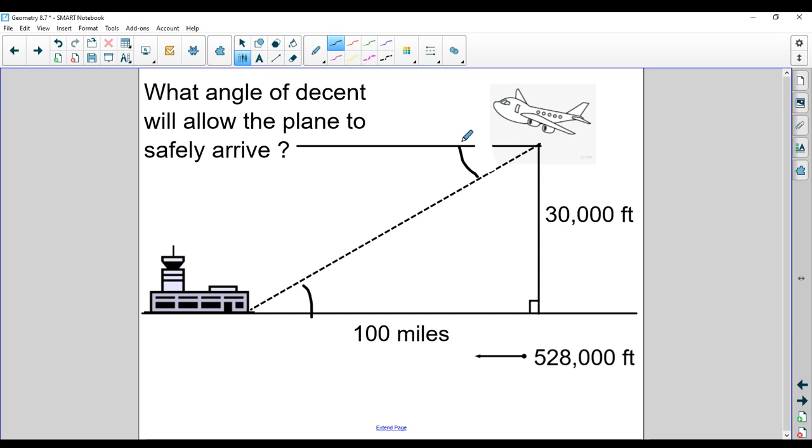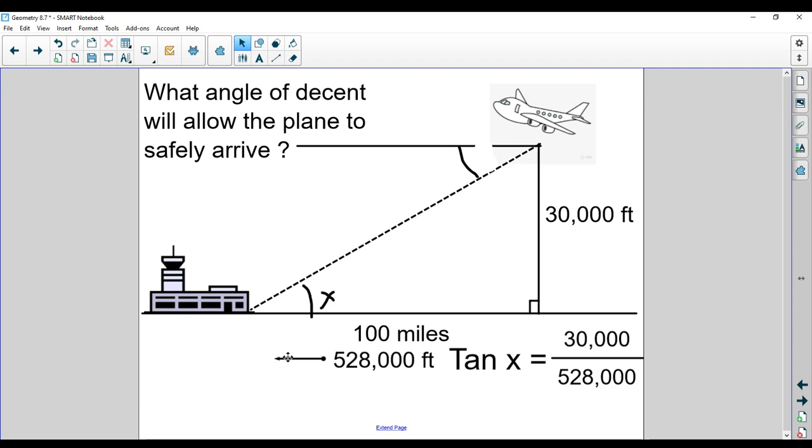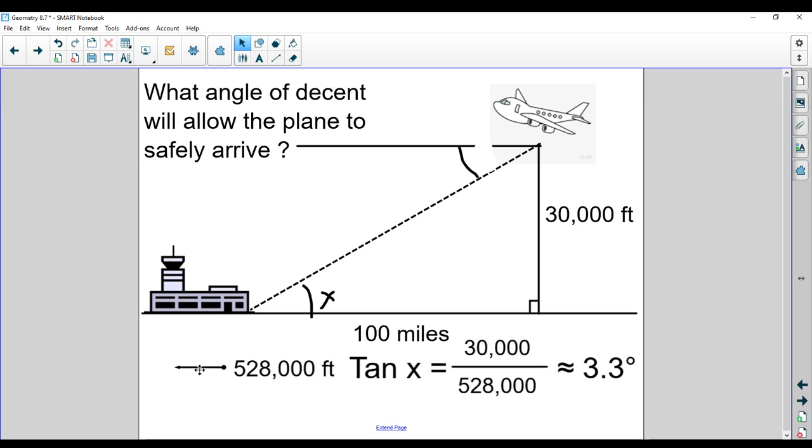And so now we have our alternate interior angles. This is going to be our x. Okay, so the ratio we would use, we're looking at the opposite side and the adjacent side. We're going to use tangent there. So with the tangent ratio of x, we're looking at the fraction of opposite over adjacent. So 30,000 divided by 528,000 gives you a decimal. And then from there, we're going to convert that decimal from the table into a degree measurement. And that degree measurement is about 3.3 degrees.